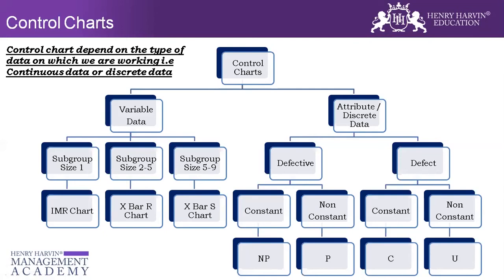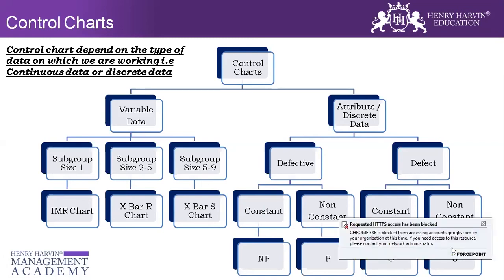So for constant defective, I use an NP chart. For non-constant defective, I use a P chart. And in case of a defect, if my volume is constant throughout the month, I use a C chart. If it's non-constant, I will use a U chart. So these control charts are always prepared on a time series plot, wherein you have data as per the date. You would have data as per the timings also. Maybe your data is on a daily basis, monthly basis.